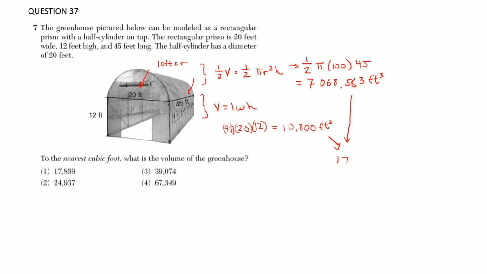To get 17,868.58. And we can see that if we have to do it to the nearest cubic foot, we're rounding this value up to 17,869. And which answer reflects that? We have answer choice 1.